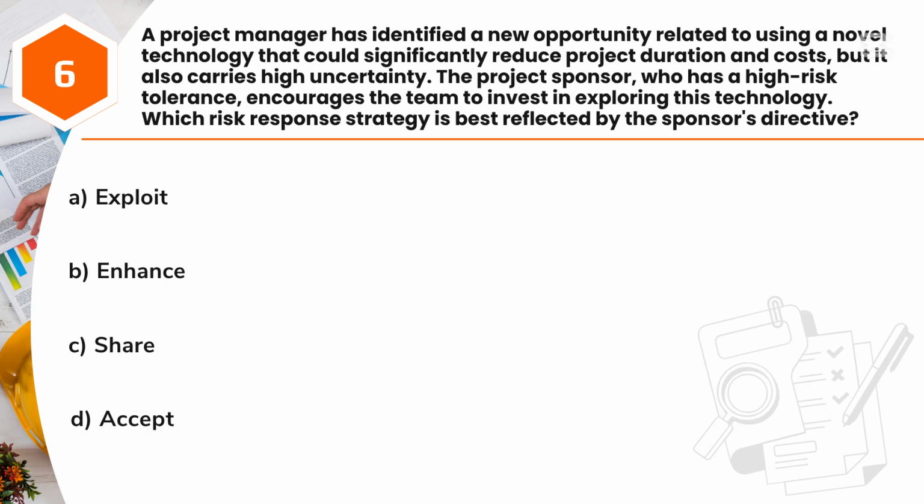Question 6. A project manager has identified a new opportunity related to using a novel technology that could significantly reduce project duration and costs, but it also carries high uncertainty. The project sponsor, who has a high risk tolerance, encourages the team to invest in exploring this technology. Which risk response strategy is best reflected by the sponsor's directive? A. Exploit. B. Enhance. C. Share. D. Accept.